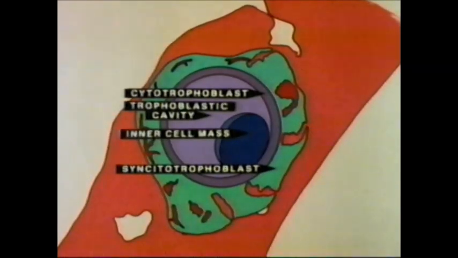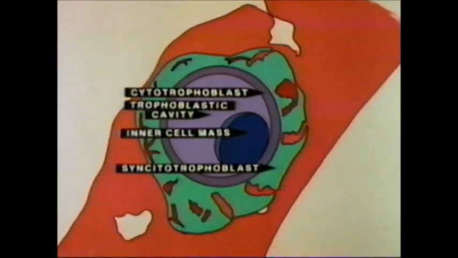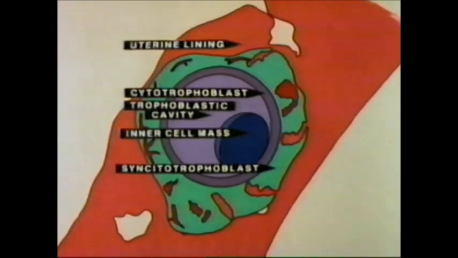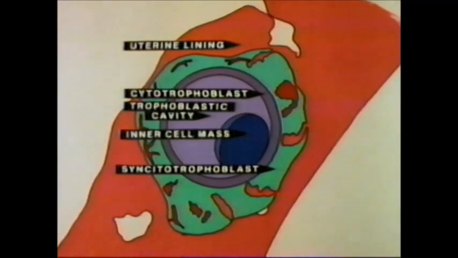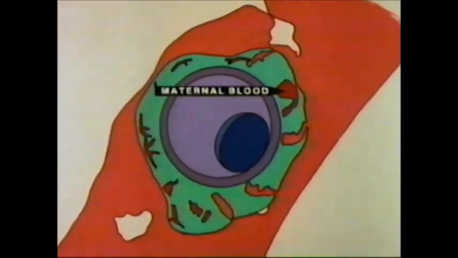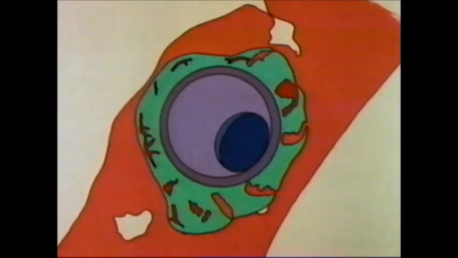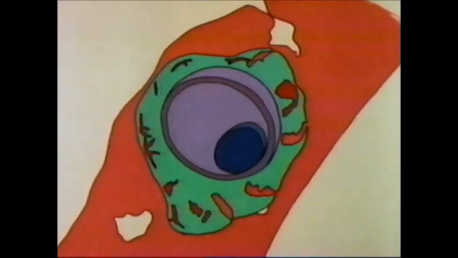The implanted embryo is now completely surrounded by uterine lining. The erosion caused by the invading syncytotrophoblast has ruptured tiny blood vessels in the area of the embryo so that it is surrounded by pools of maternal blood. A cavity appears within the inner cell mass and gradually enlarges. This is the amniotic cavity.